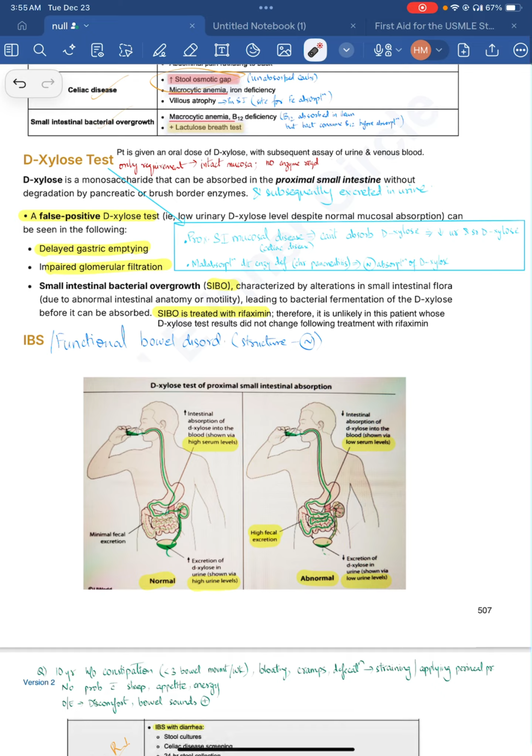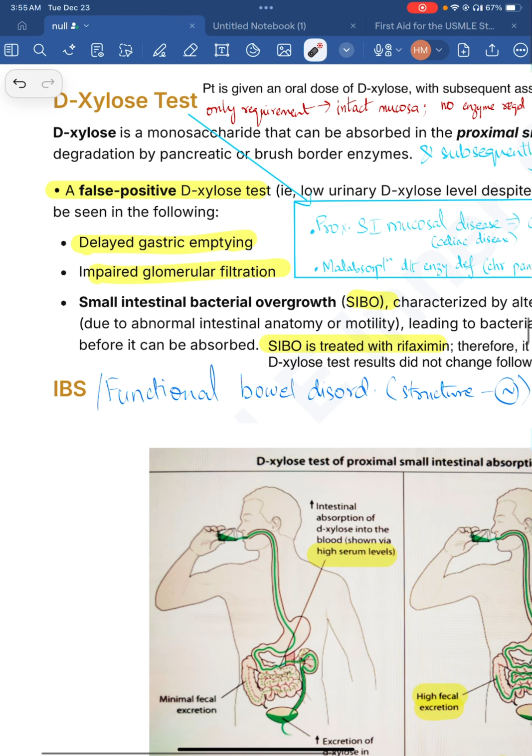That's how you can determine if there is carbohydrate malabsorption or not. But in some cases, you can have a false positive D-xylose test despite the normal mucosal absorption. And when can it be seen? When you have delayed gastric emptying. What does that mean? The stomach delays the emptying into intestine, which means there is slow absorption. So eventually when you check in the urine and serum levels, you find that there is no increase. These xylose levels are very low. You might think that it is carbohydrate malabsorption, but in fact you need to wait for a bit because it might be due to delayed gastric emptying also.